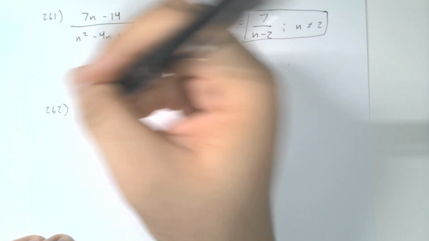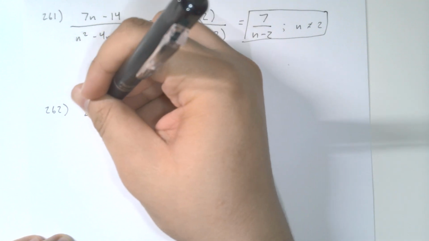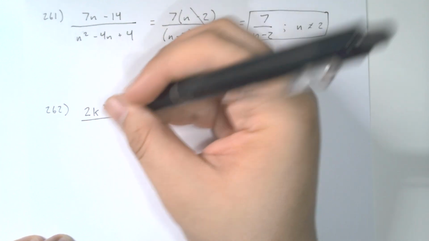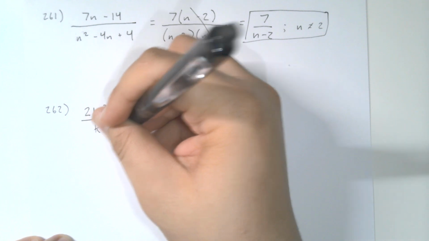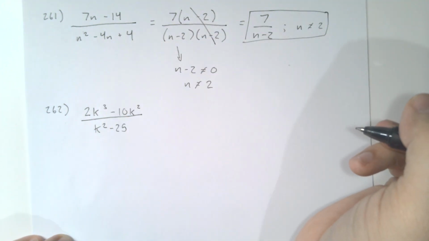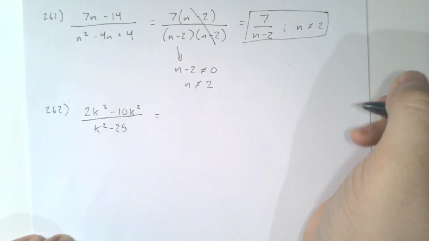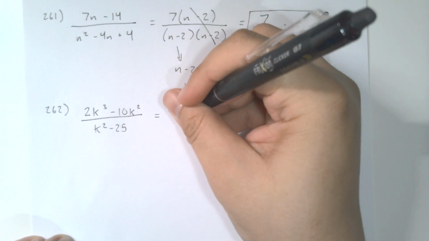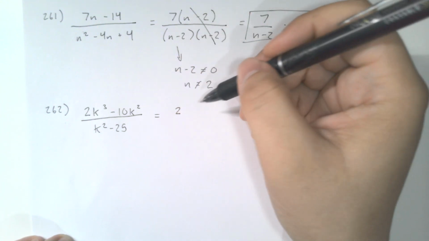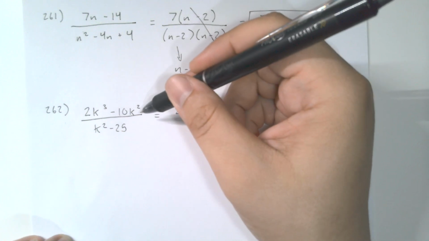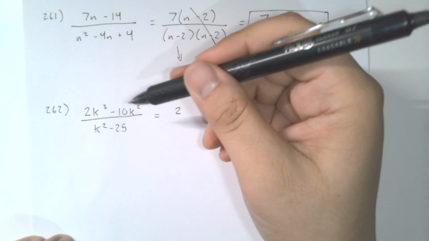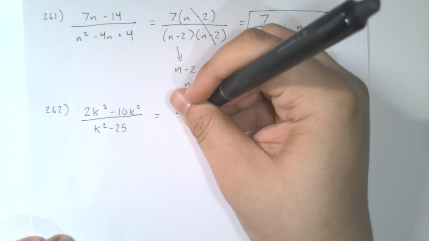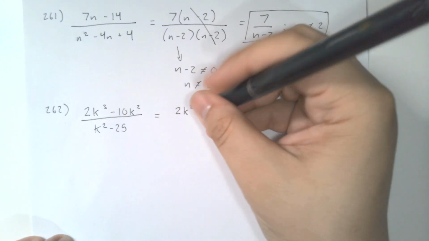What about number 262? We have 2k cubed minus 10k squared divided by k squared minus 25. All right. Well, let's find the greatest common factor between 2 and negative 10. That would be a positive 2. And what about the greatest common factor between k cubed and k squared? Well, this is 3 k's over here. We have another 2 over here. So the greatest number of k's that we can pull out is 2 of them, so we have k squared that we can pull out.